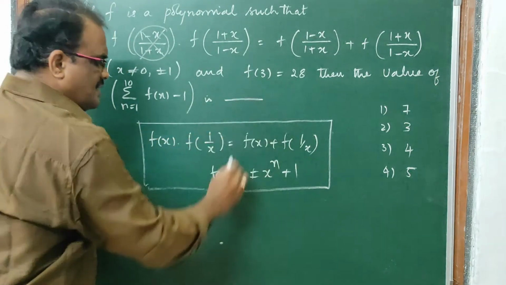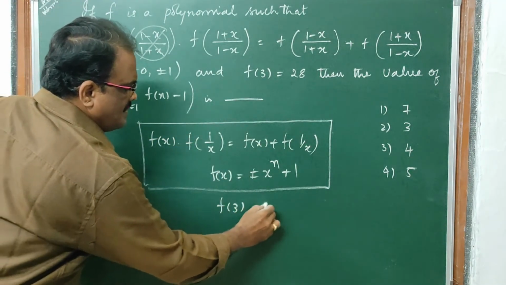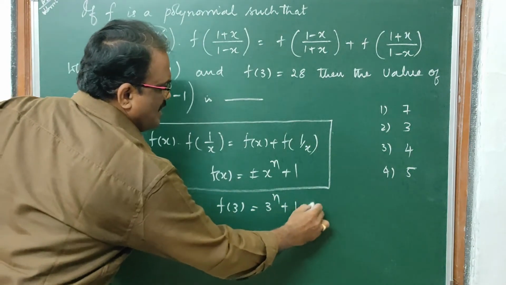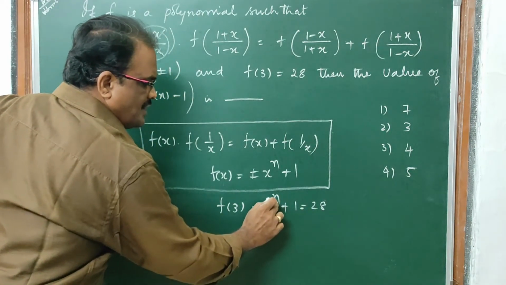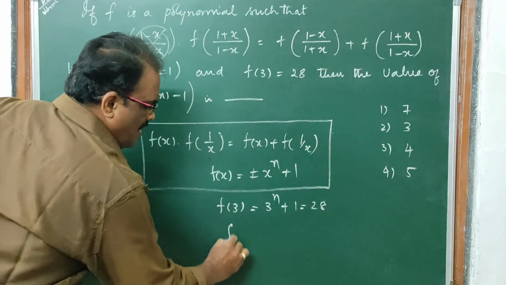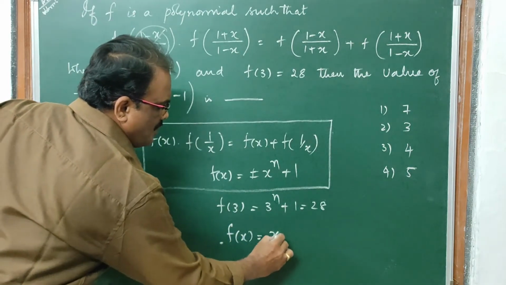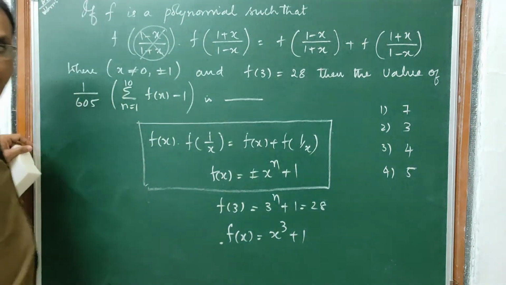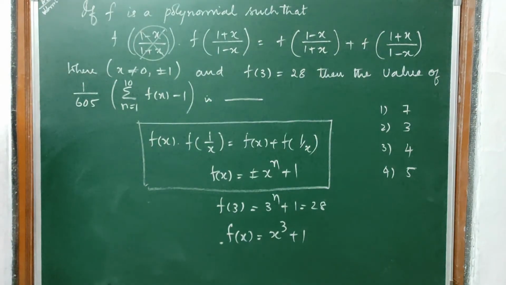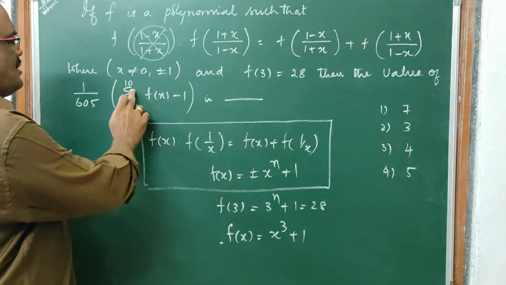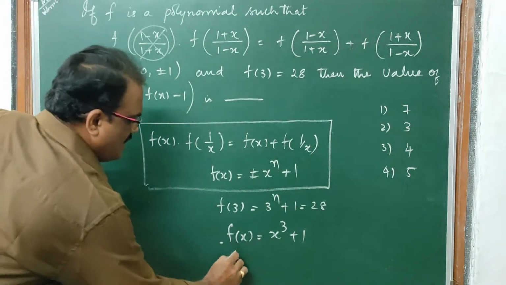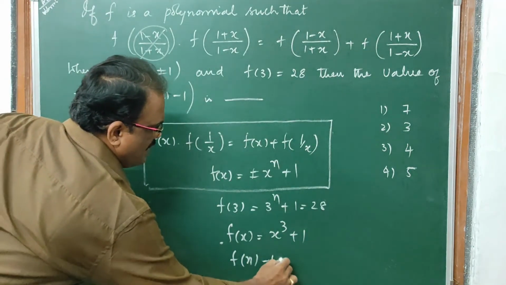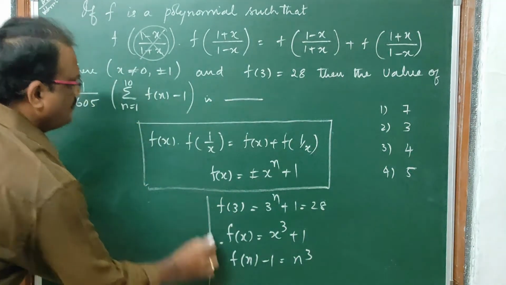Okay, here the hint is given. f of 3 means 3 power n plus 1 is equal to 28, which means n is equal to 3. So f of x is equal to x cube plus 1. n is equal to 1 to 10. That means f of n minus 1 is equal to n cube.